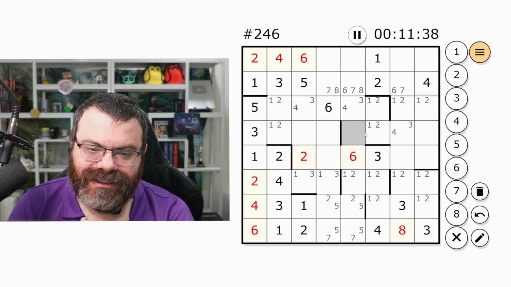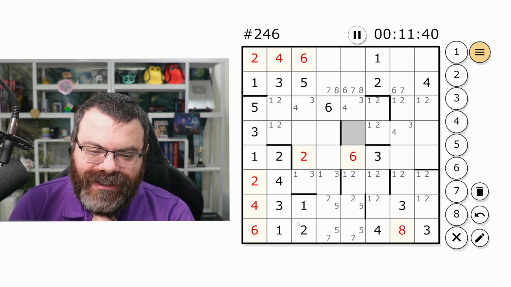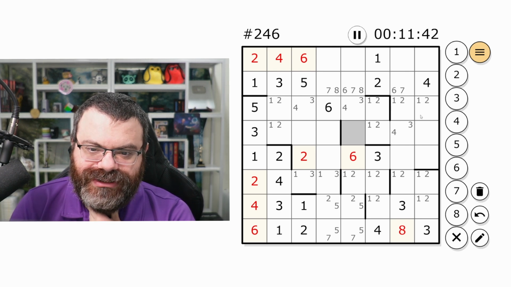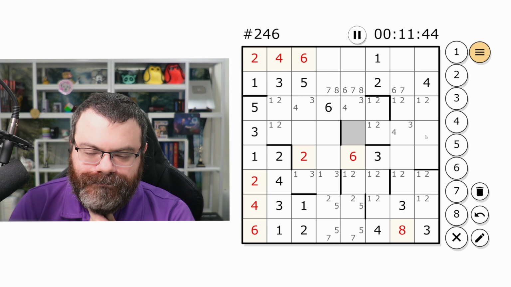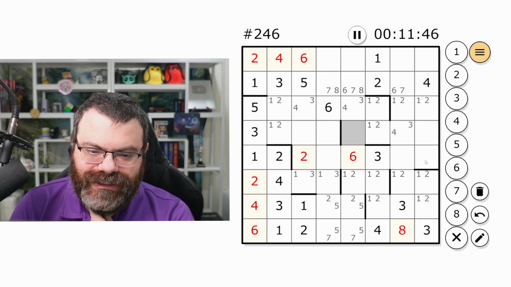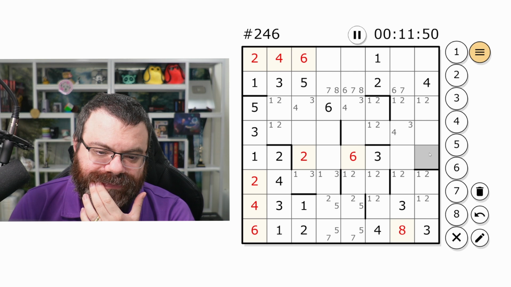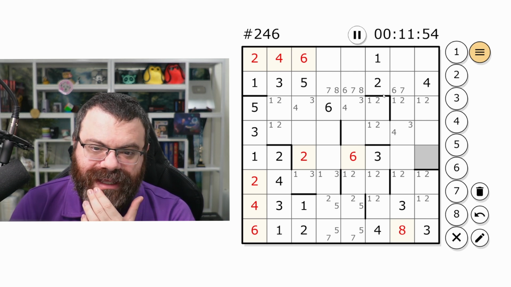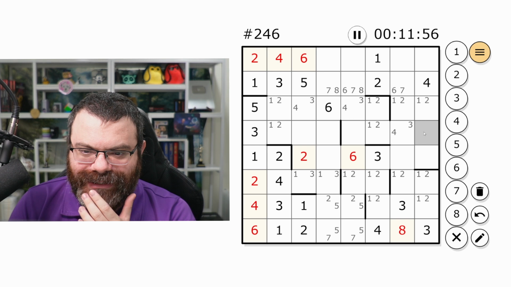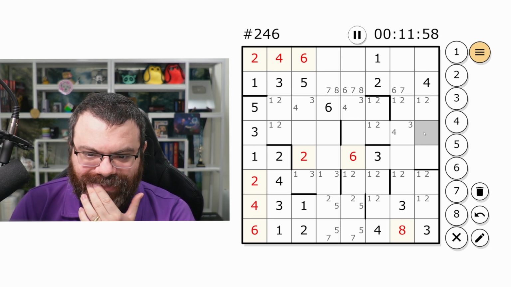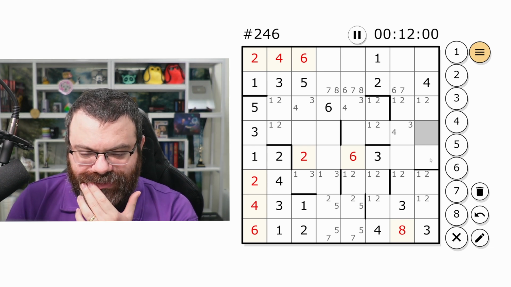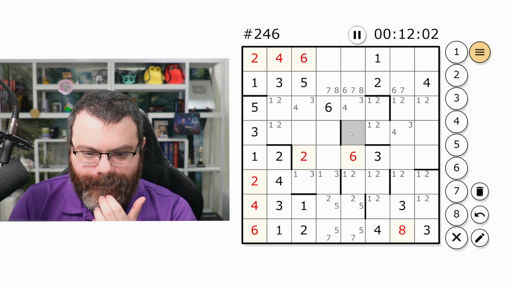I'm getting too many marks at this point, but like everything's almost reduced to 2 digits each. 1, 2, 3, 5. Is there anywhere else to look? I haven't looked recently. 1, 2, 3 here.